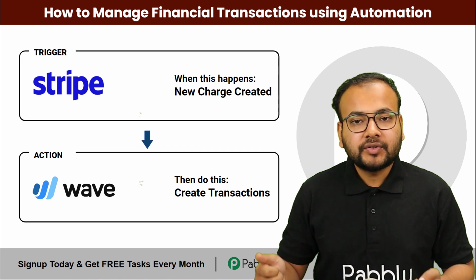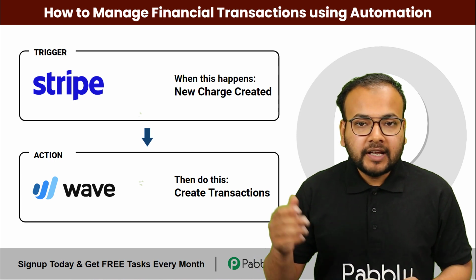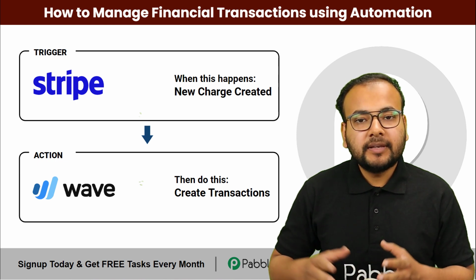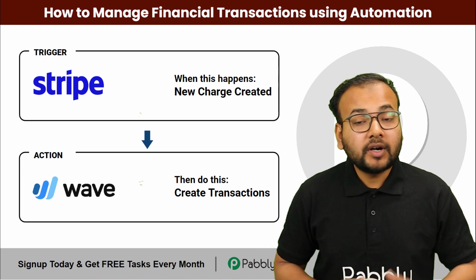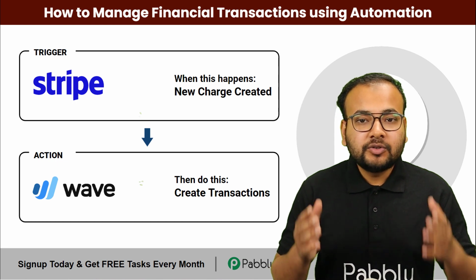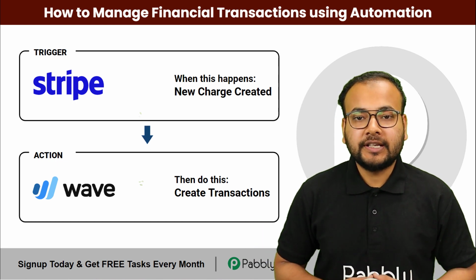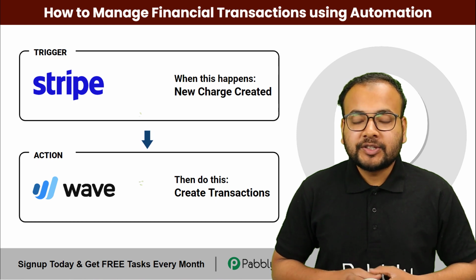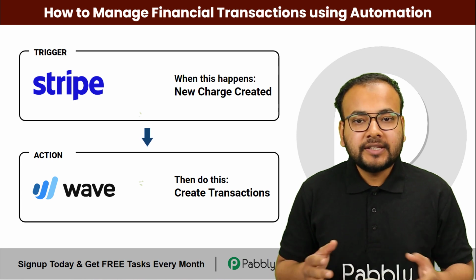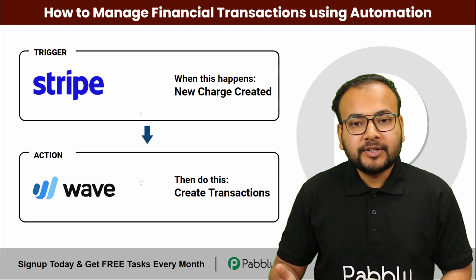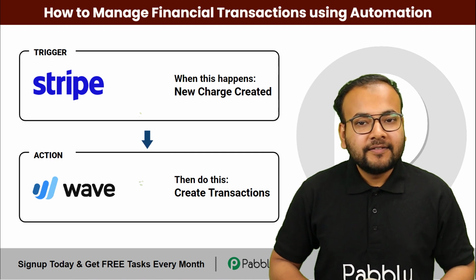So in this video, I am going to show you how you can integrate Stripe payment gateway with Wave software so that whenever you receive a payment via Stripe, the transaction details will be saved in Wave accounting software automatically so that you do not have to do it manually and you can focus on other important things related to your business. So this automation is going to save an immense amount of your time and manual effort. And you can set up this automation without any coding very simply.